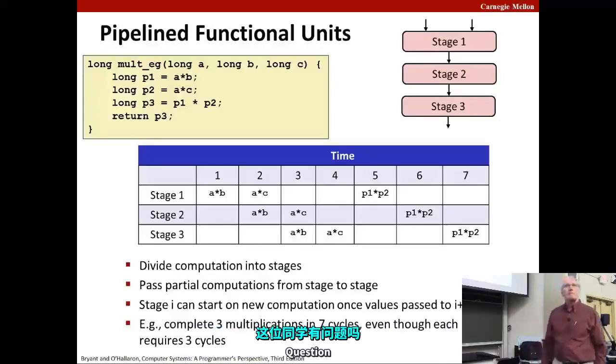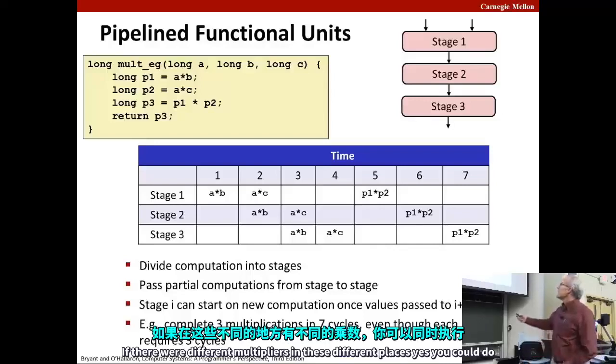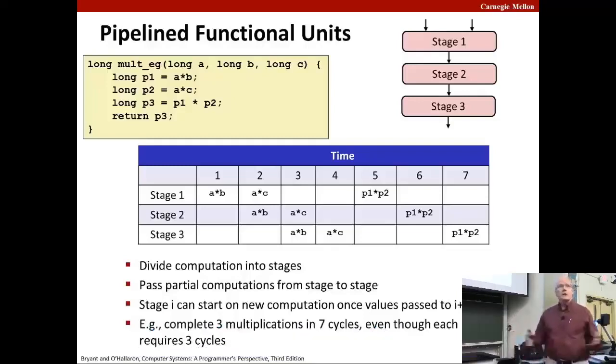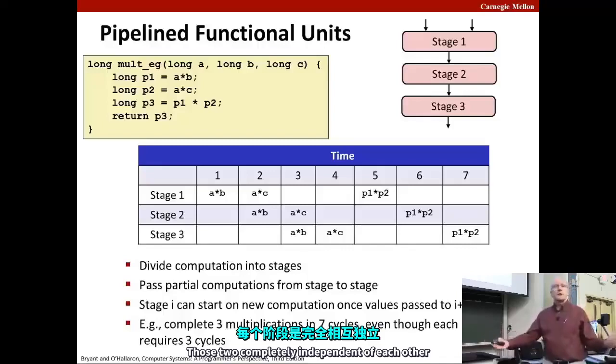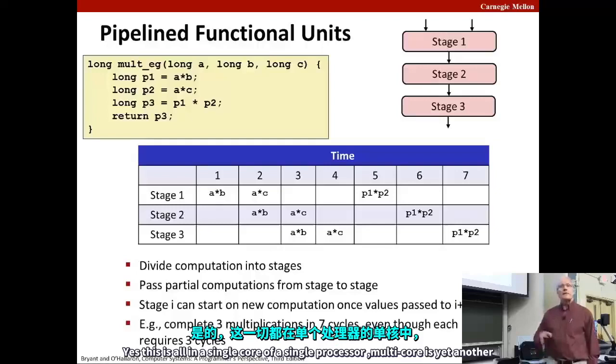Question? If there was more than one core, would it be possible to do 2 stages at the same time? If you had, like in this picture here, different multipliers in these different places, yes, you could do those 2 completely independent of each other. So is that what would be in a core? Yes, this is all in a single core of a single processor.